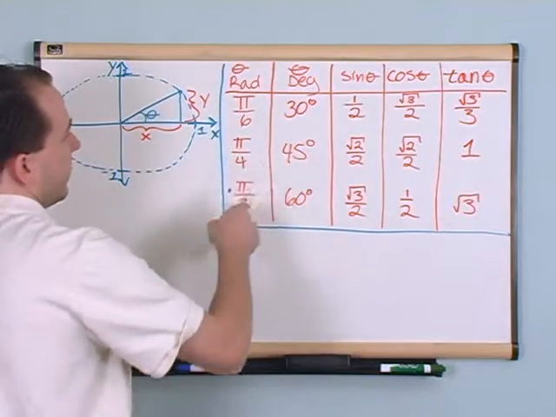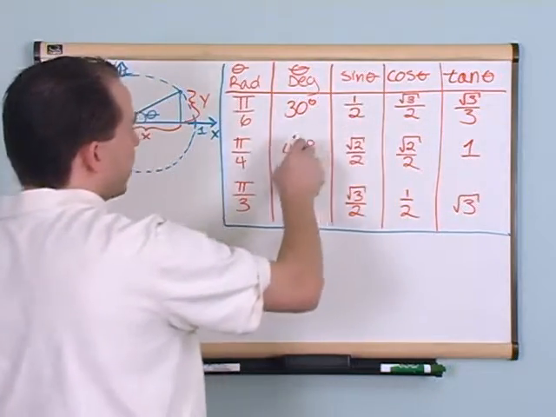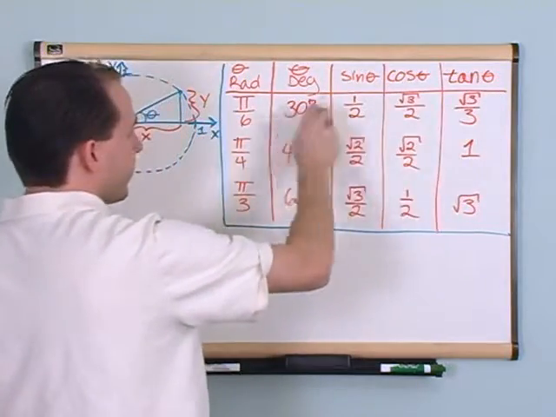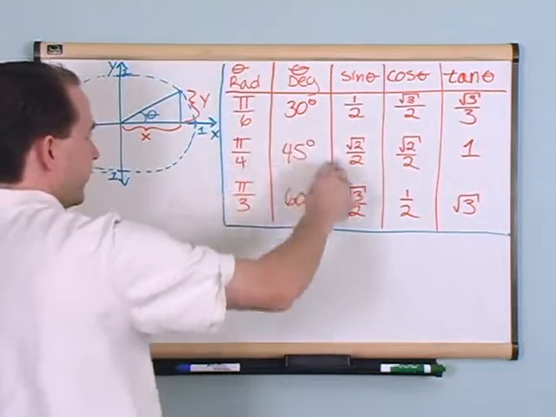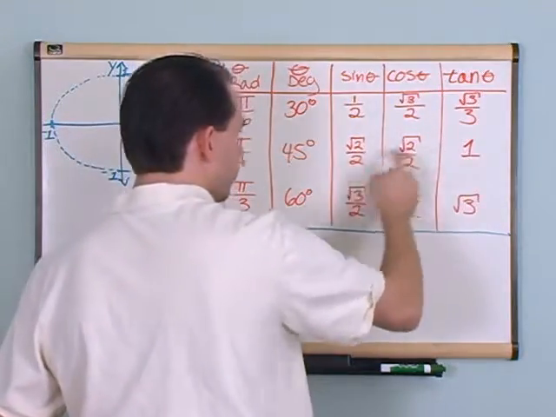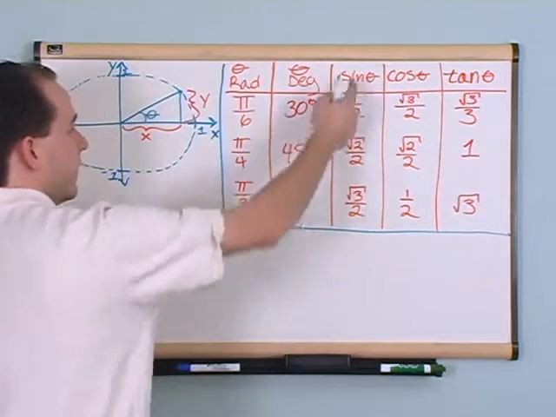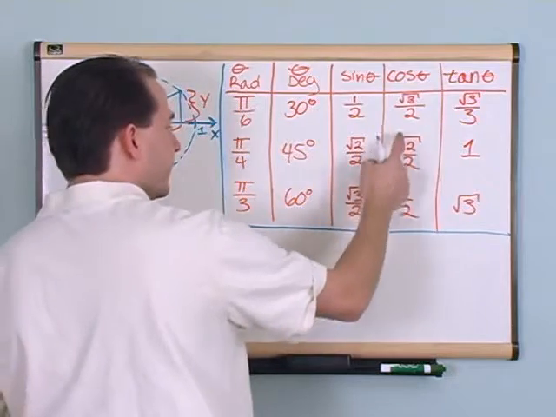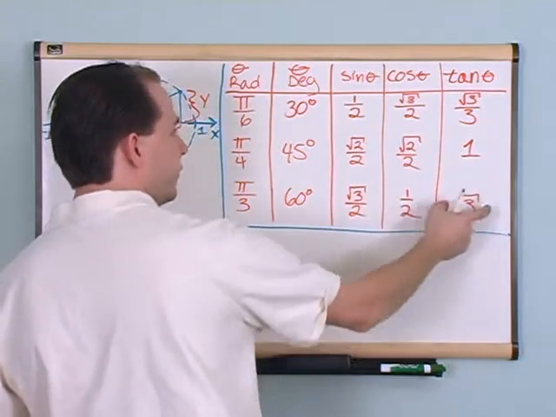So what you have is sine of 30 is 1/2. Cosine of 30 is square root of 3 over 2. Tangent of 30 is square root of 3 over 3, and you just kind of go here. For 45 degrees, it's square root of 2 over 2, square root of 2 over 2, and of course, divide those by themselves, you get 1. Sine of 60 is root 3 over 2. Cosine 60 is 1/2, and then you divide these two to get the tangent.